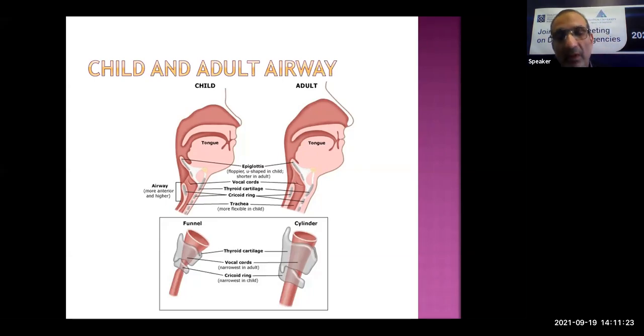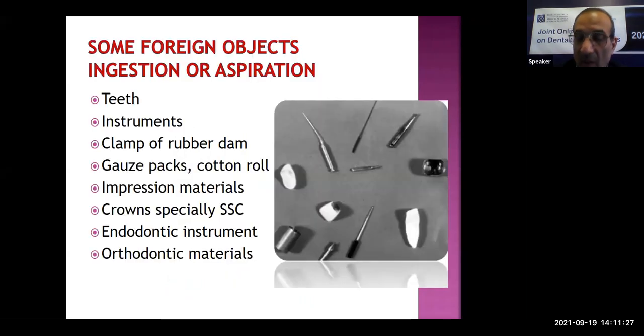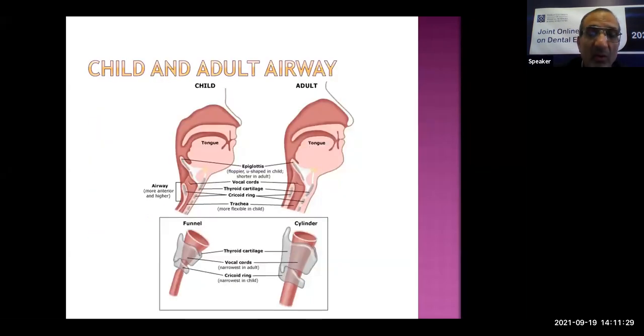But maybe it is a good chance for us that the object may lodge in the place of the cricoid ring.